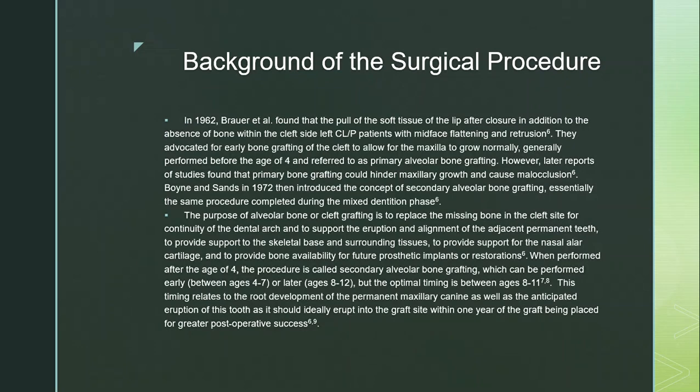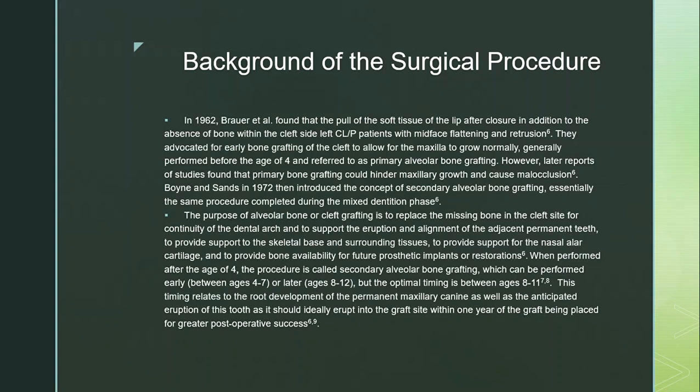So this is a little background on the surgical procedure. In 1962, Brower et al. found that the pull of the soft tissue of the lip after closure in cleft lip and palate patients was associated with mid-face flattening and retrusion, so they advocated for early bone grafting of the cleft to allow for the maxilla to grow normally. They generally performed this before the age of 4 and referred to it as primary alveolar bone grafting. However, later reports found that primary bone grafting could actually hinder maxillary growth and cause malocclusion.